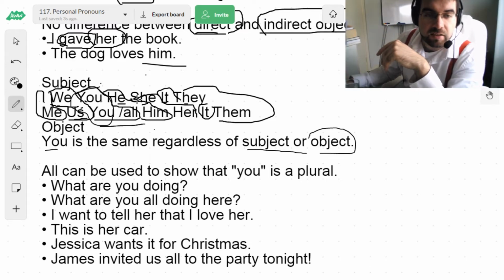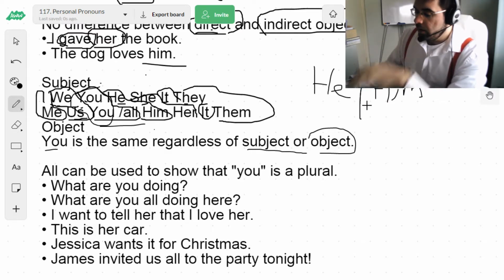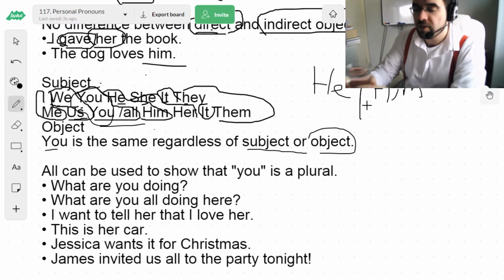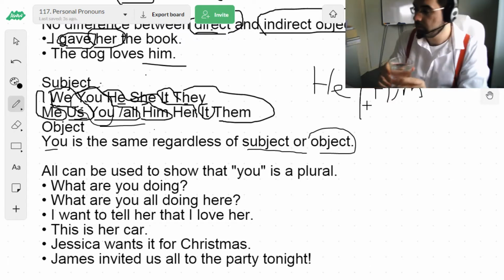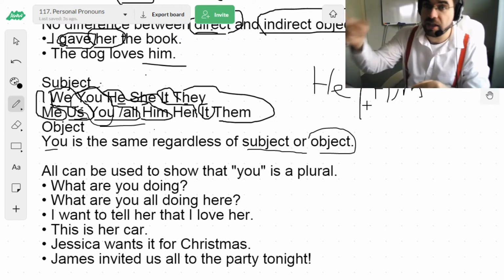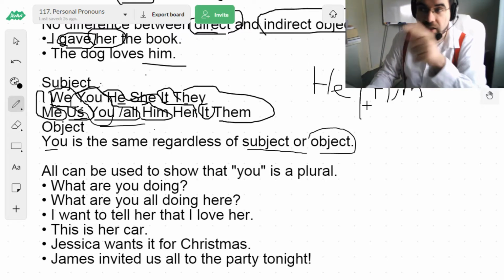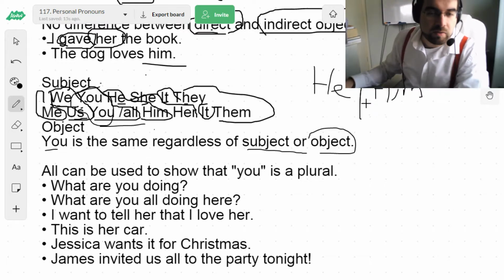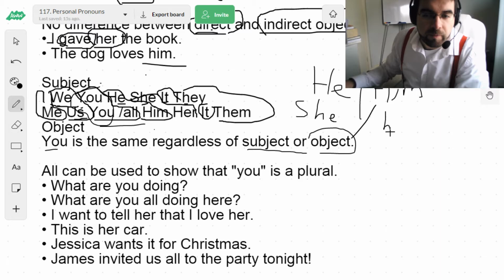But then he turns into him. He. And him. He wants some water. The water is for him. He wants a haircut. The haircut is for him. Or even she. She and her.